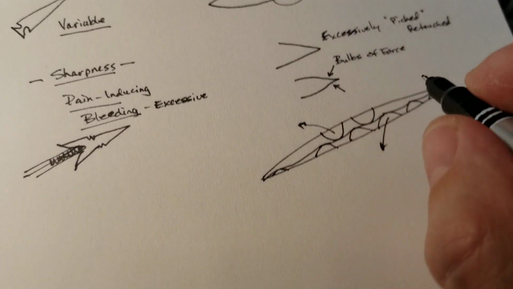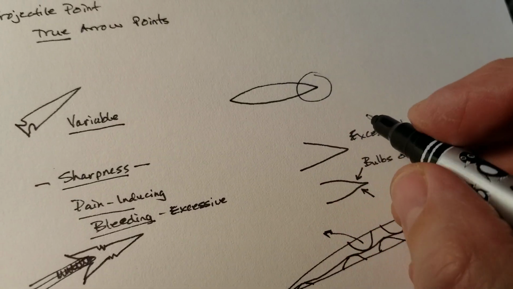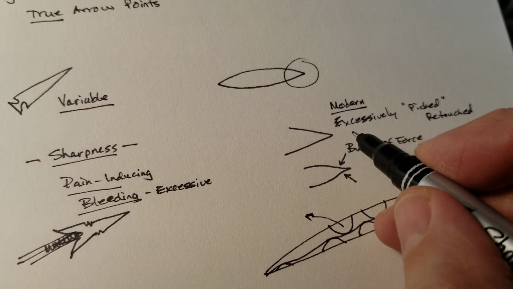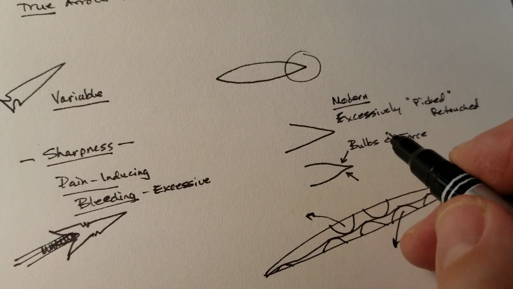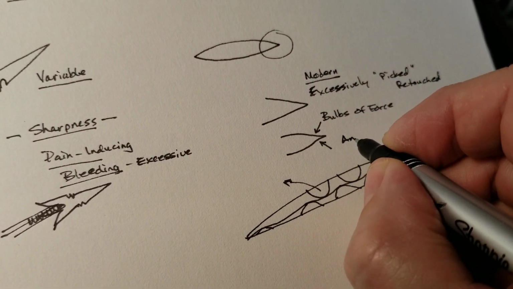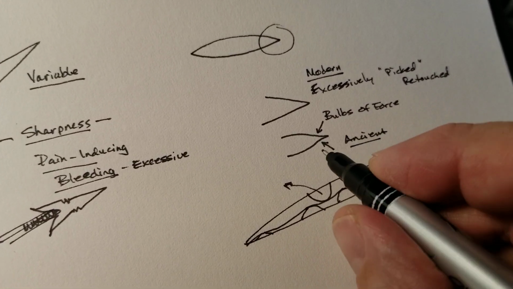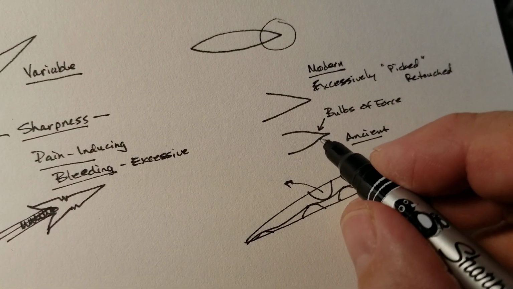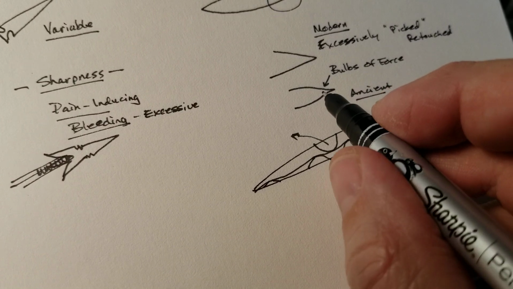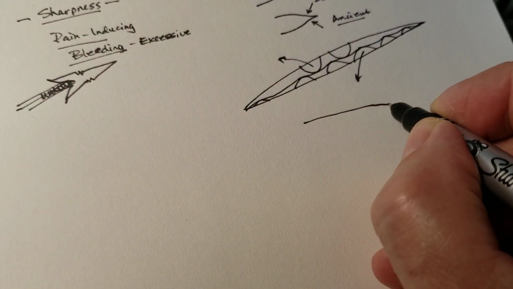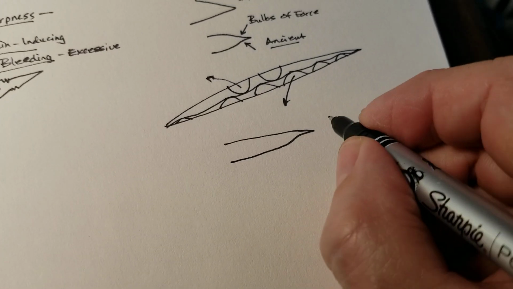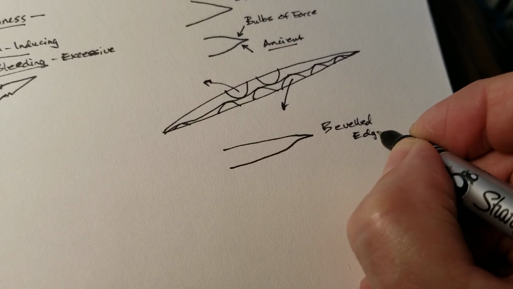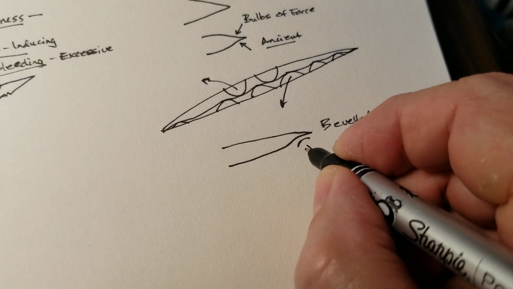Okay. Modern points tend to look like this, where it's excessively picked or retouched. The ancient ones look more like this, where they utilize the bulbs of force or bulbs of pressure to their advantage. Now you can use it in two ways. You can do it this way, or you can bevel it. So from the side, this is a beveled edge, where this bulb of force is only on one side.